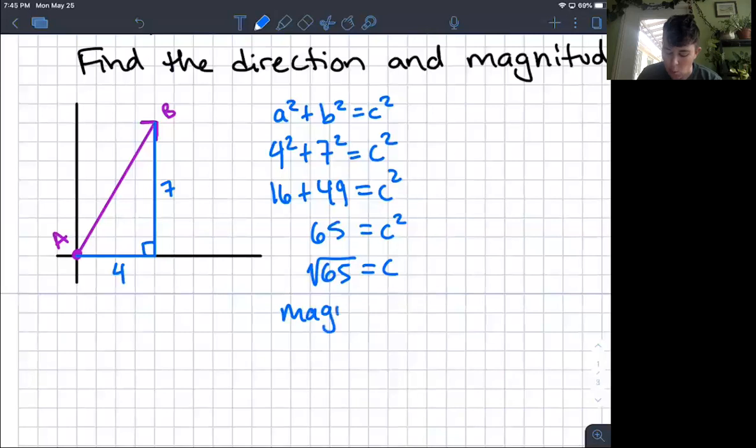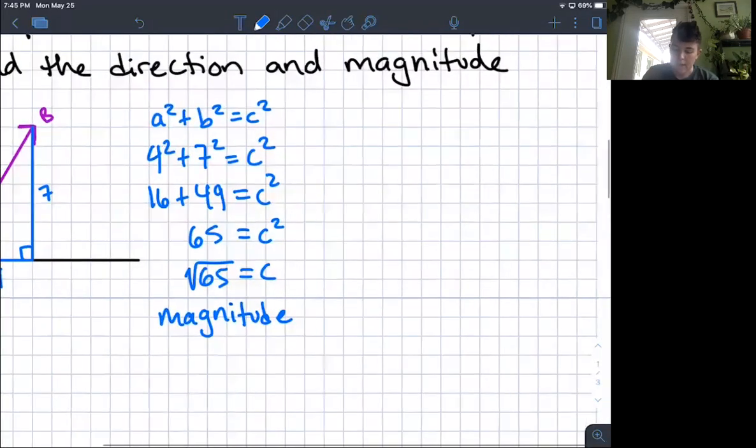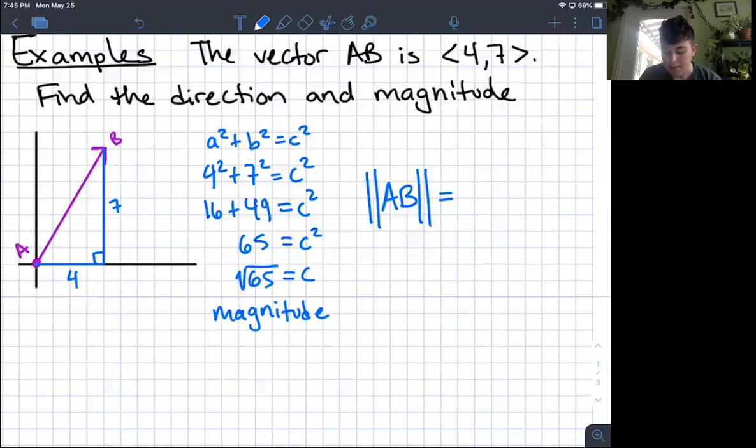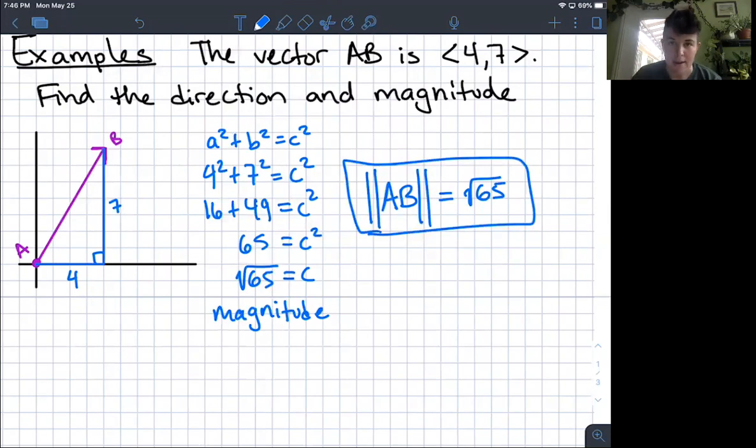So there is a way that we write magnitude. There's a notation for magnitude. For the magnitude of vector AB, we put these double absolute value looking bars on it. So that means the magnitude of the vector AB, A to B, is the square root of 65. We do want to keep it positive.